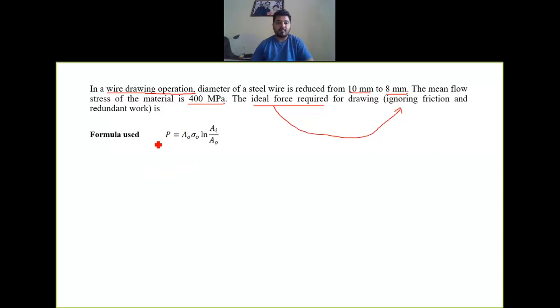So we have to calculate the force in wire drawing operation, which is A naught sigma naught ln AI upon AO. First, we have to calculate the area with the help of pi by 4 into d square.